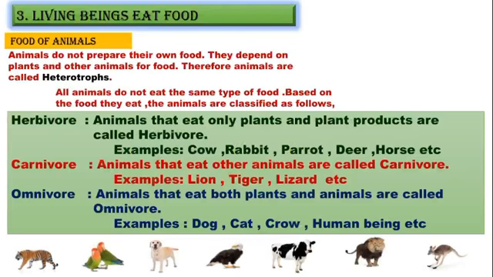So, what is this herbivore? Animals that eat only plants and plant products are called herbivores. For example, cow, rabbit, parrot, deer, horse, etc.